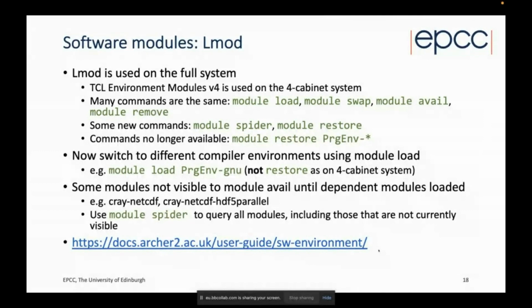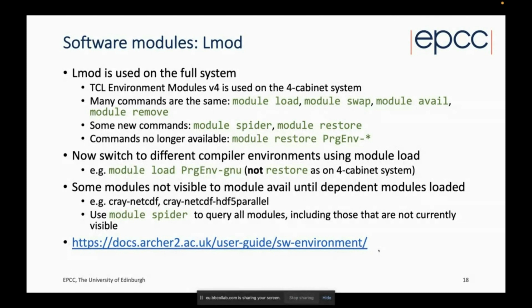The module restore commands for changing program environments are no longer available. We're back to the way that people who remember Archer used to do it, which was module swap or module load to load the different program environments. So, for example, to switch from the default, which is program cray, to the GNU programming environment, you would just issue module load program GNU. Not using the restore command as you do on a 4-cabinet system.